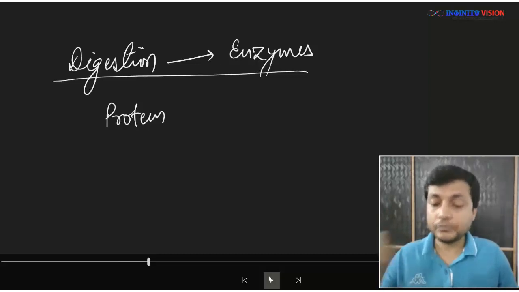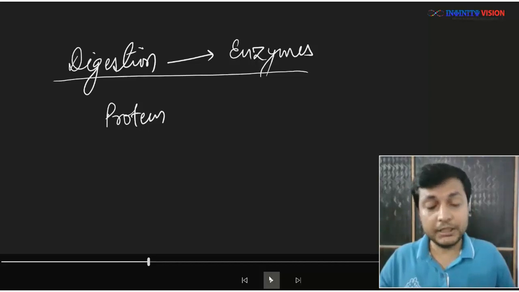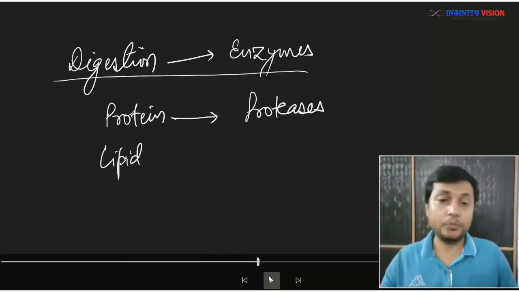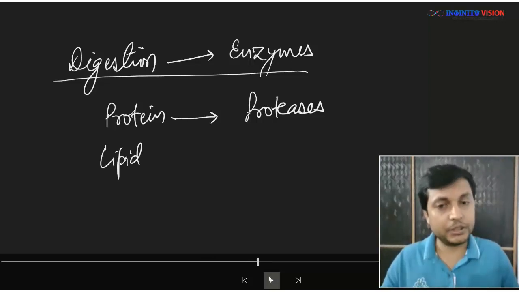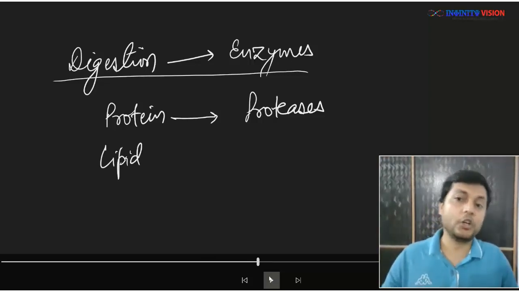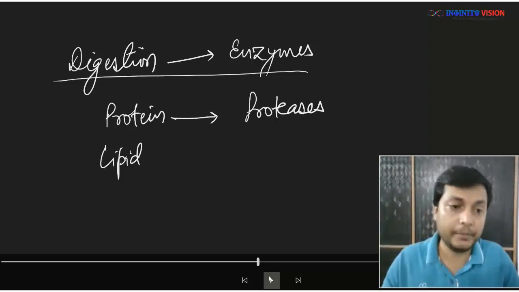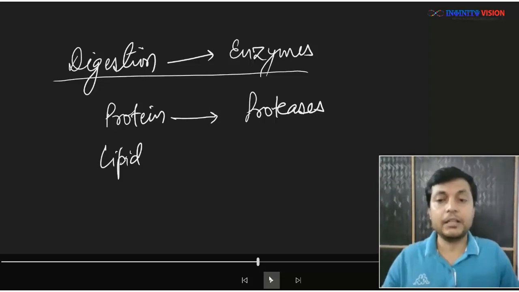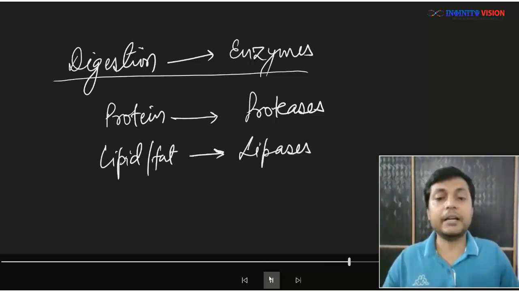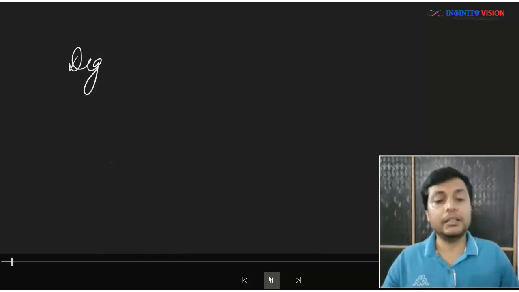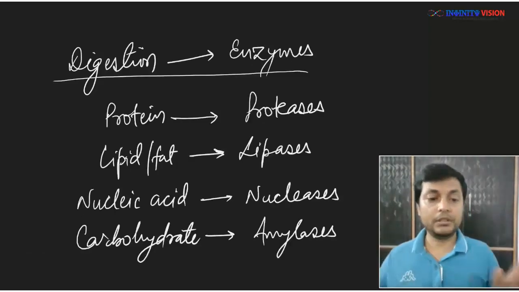Okay. So when we are talking about proteins, they are broken down or digested by a group of enzymes called proteases. Proteases work on protein. Protease enzymes will break down the protein into amino acids. Lipids or fat are acted on by lipases. Nucleic acids are acted on by nucleases and carbohydrates by amylases. We have already studied this.